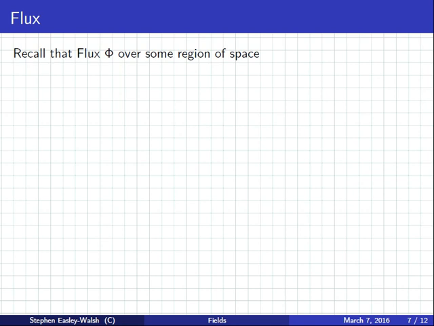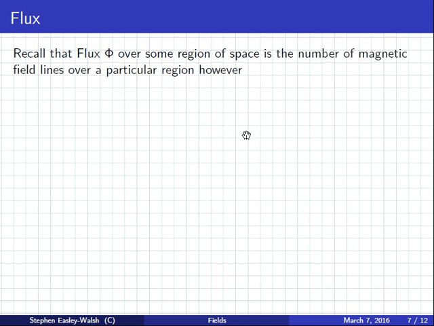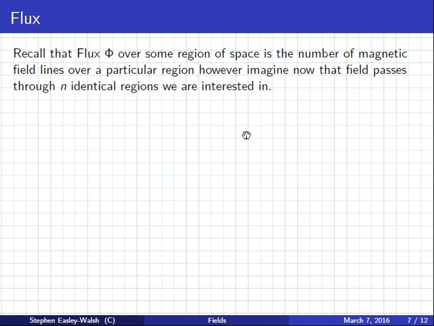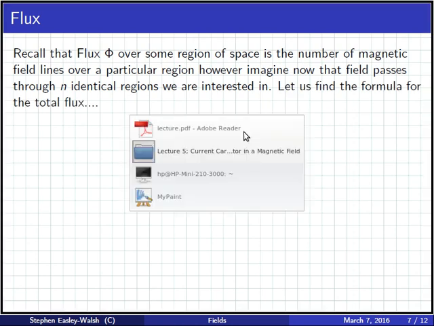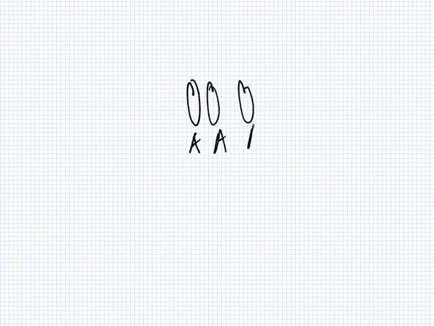Okay, so next now. Recall that, talking about Capcom a minute ago, the flux over some region of space is the number of field lines over that region. However, imagine now that the field passes through n identical regions we're interested in. Let us find a formula for the total flux. Well, kind of straightforward. So, for example, here's an area. Here's the same area. So let's say we have n of these.